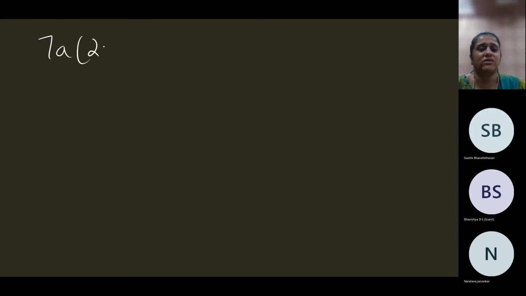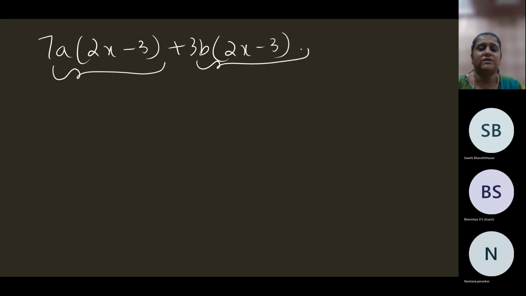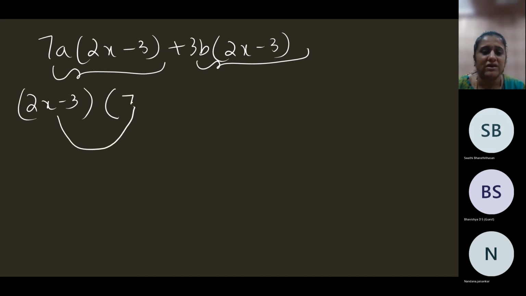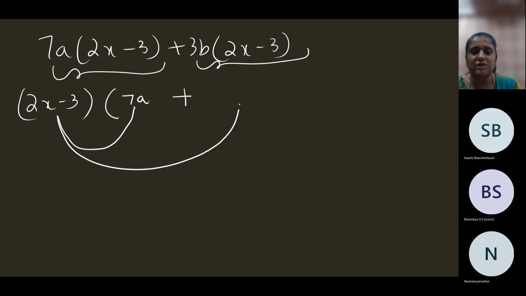7a into 2x minus 3 plus 3b into 2x minus 3. So what is common between these two terms? First term, second term. 2x minus 3 is common. Now in the bracket, 2x minus 3 into 7a is 7a into 2x minus 3, the first term, plus 2x minus 3 into 3b will give you the second term, 3b into 2x minus 3.